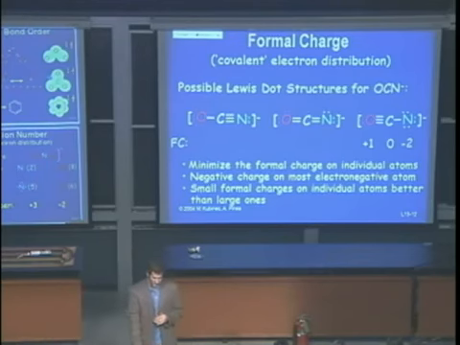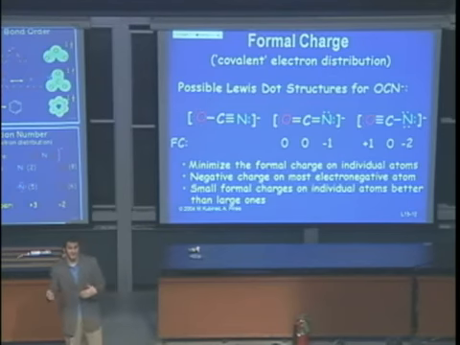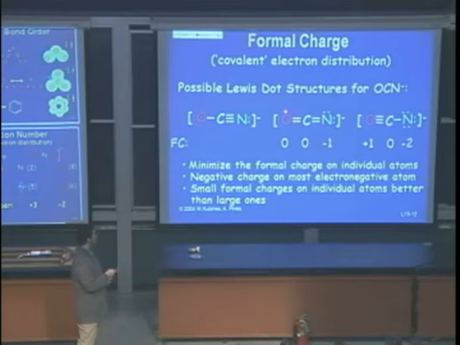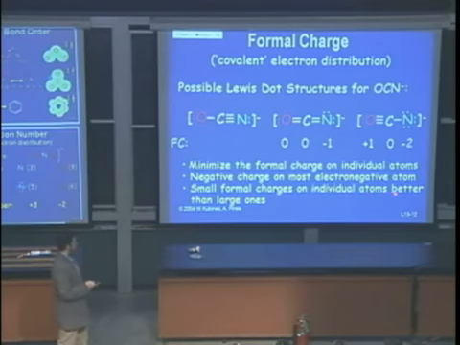If I do N=C double bond O on each side, again, carbon stays the same, still 4 bonds, 4 electrons. Nitrogen now has 1, 2, 3, 4, 5, 6 electrons compared to 5 valence, gives us -1 for the nitrogen. And my oxygen, 1, 2, 3, 4, 5, 6 electrons credited to oxygen. It has 6 valence. Its charge is 0. This is better because now we've minimized the formal charge on individual atoms. We've had small formal charges on the individual atoms, but the negative charge isn't on the most electronegative guy.